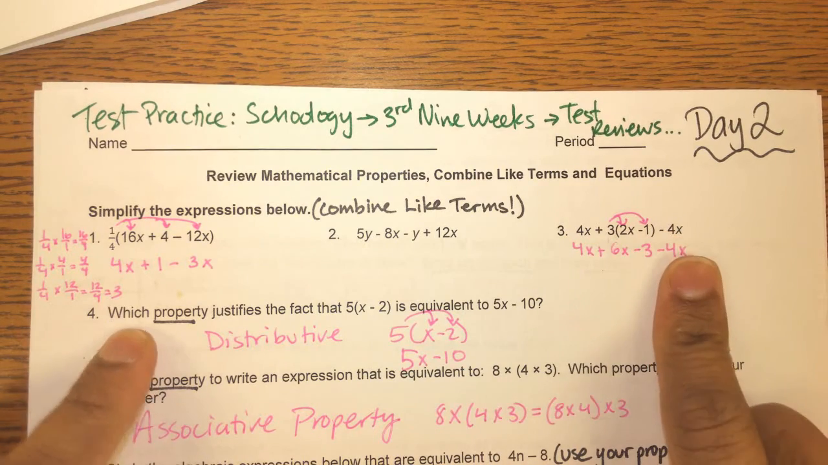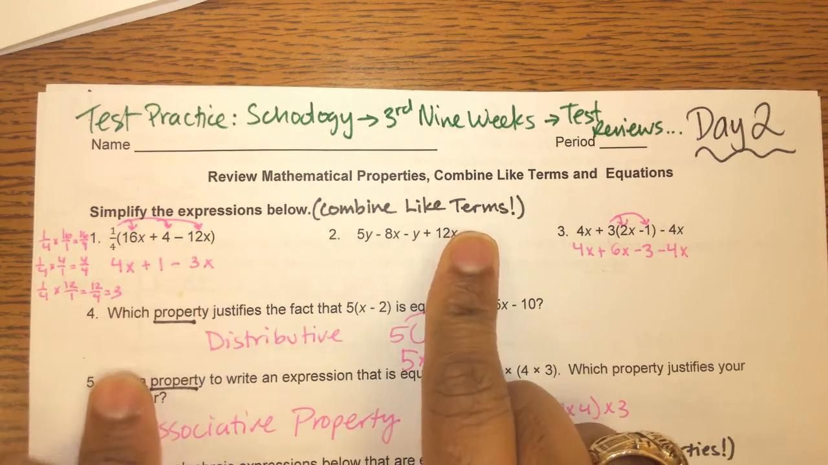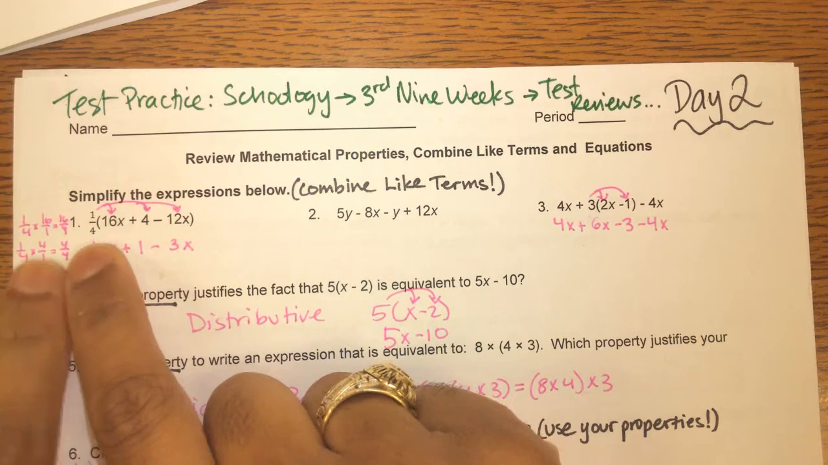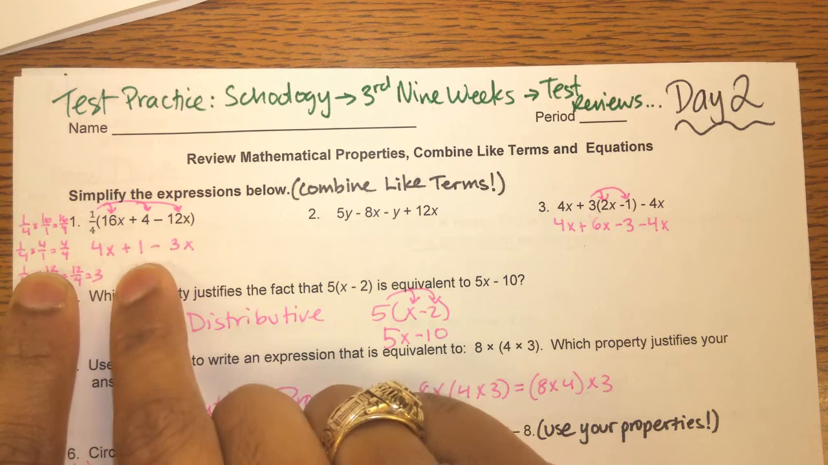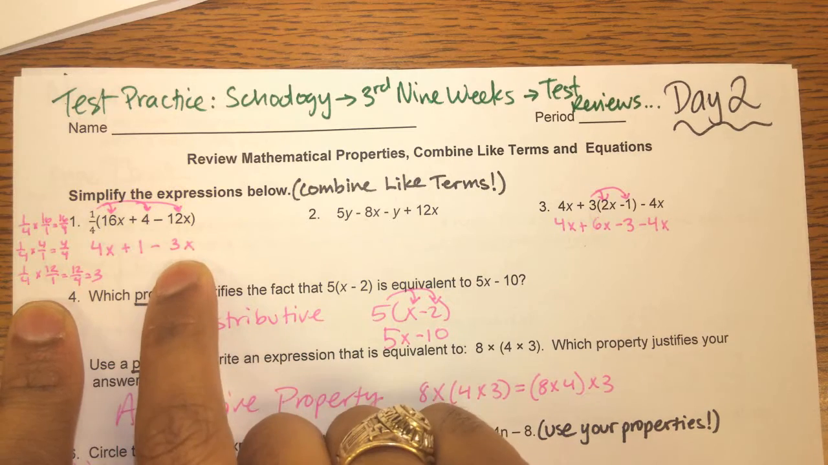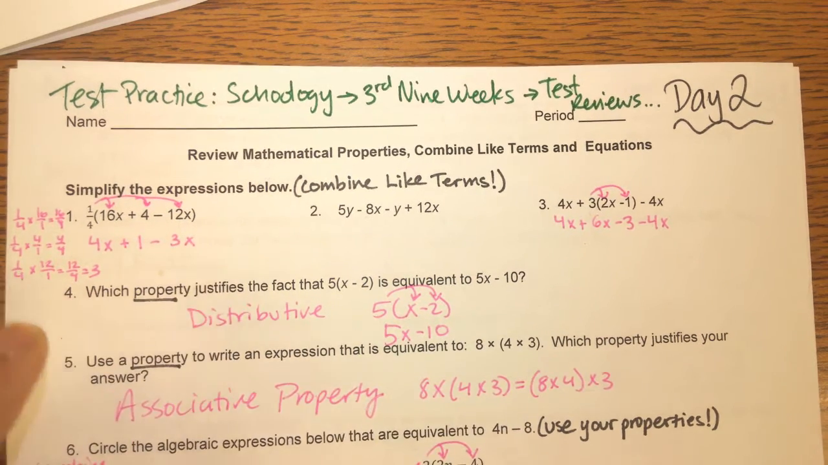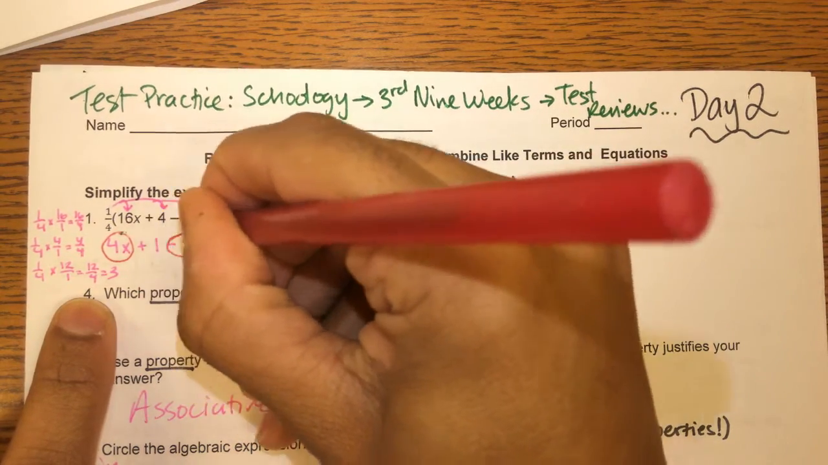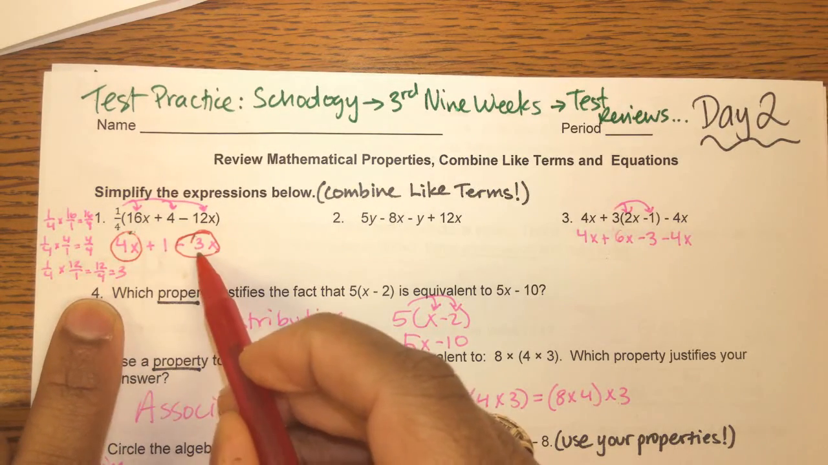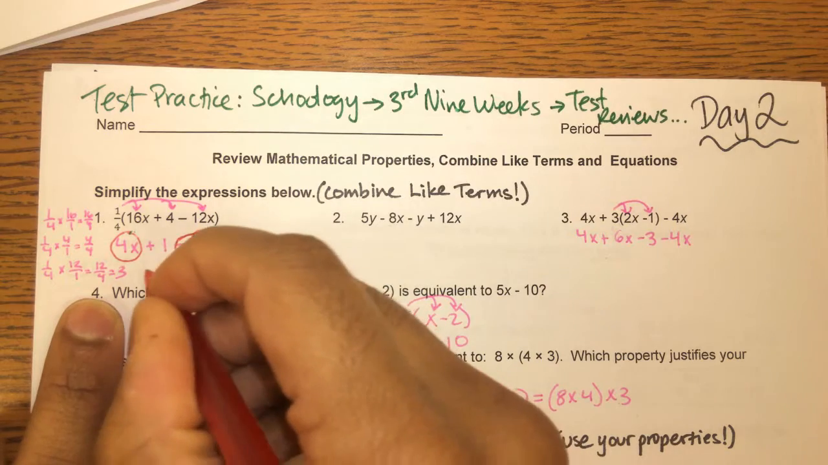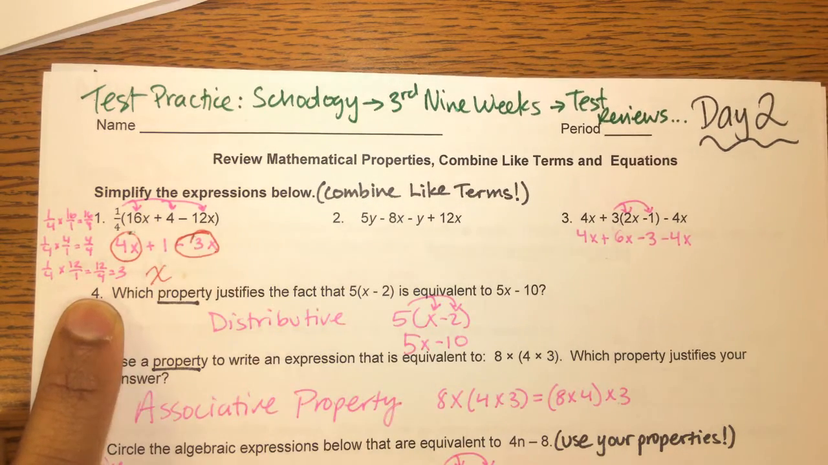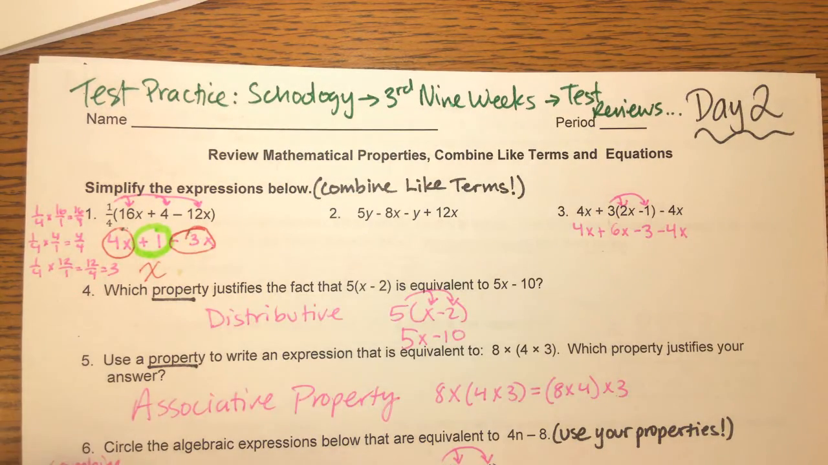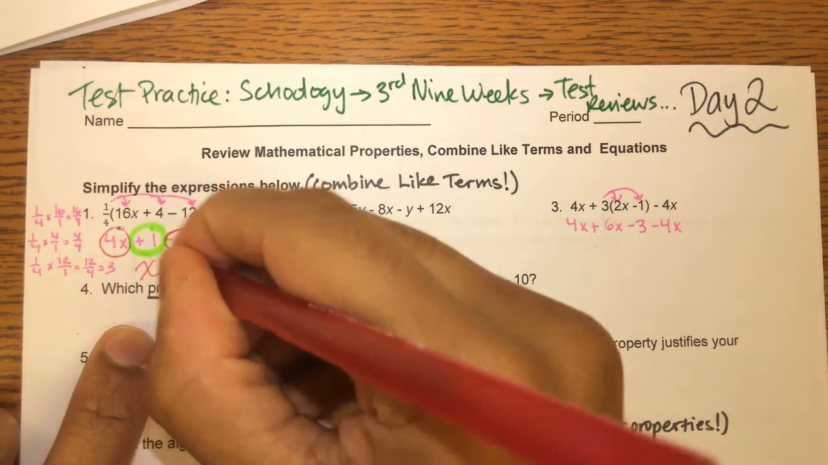Alright, for the very top portion, simplify the expressions below. I said think about like terms. So for example, when I have a number outside the parentheses, remember that means to do distributive property. So I do 1/4 times 16 to get 4, 1/4 times 4 to get 1, 1/4 times 12 to get 3. Then, from there, we have to combine our like terms. So remember, if it has an x, I can combine it. 4 plus -3 is going to get me just 1x. Plus 1 is on its own. That's its own term. So I do x plus 1.